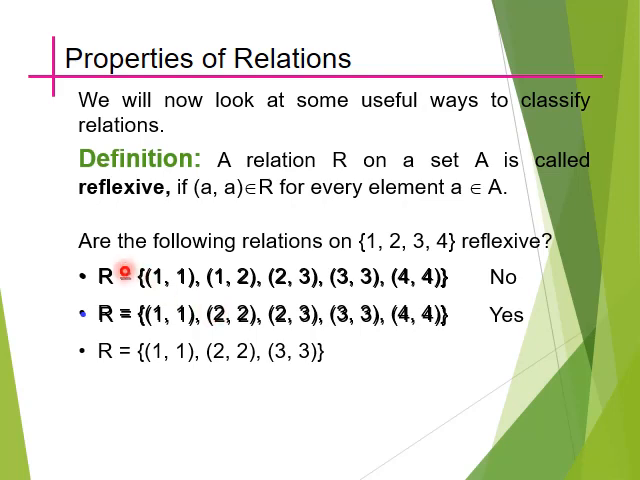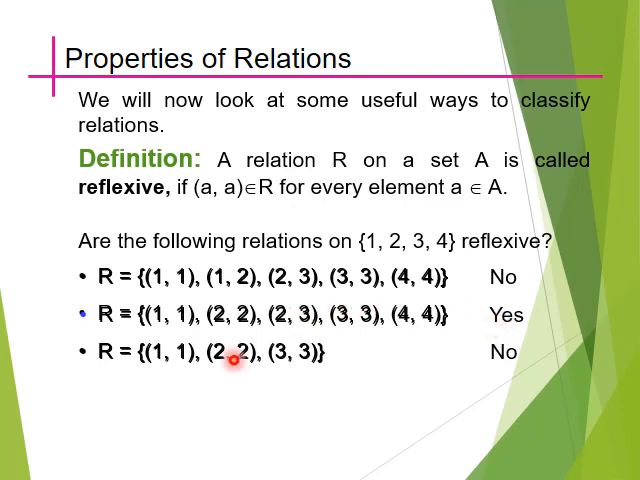For example, in this relation R, (1,1) is present, (3,3) is present, and (4,4) are present, but (2,2) is not present. So every element of the set A is not related with itself. अगर इसके अंदर (2,2) होता तो फिर ये reflexive relation था. Similarly, if we come on second relation, then we can see here (1,1), (2,2), (3,3) and (4,4). All the elements have its images. Therefore, this is a reflexive relation.